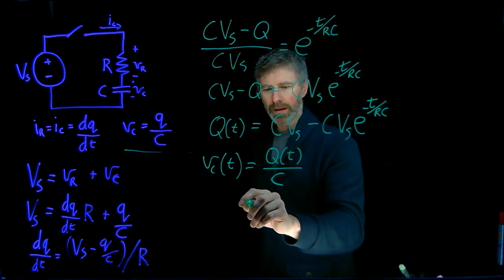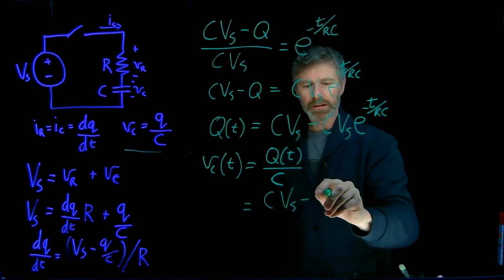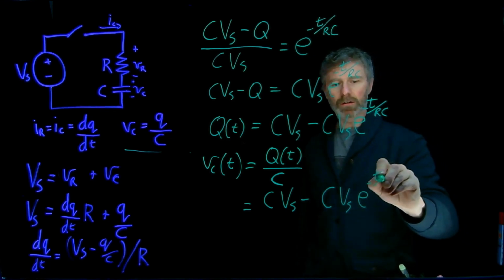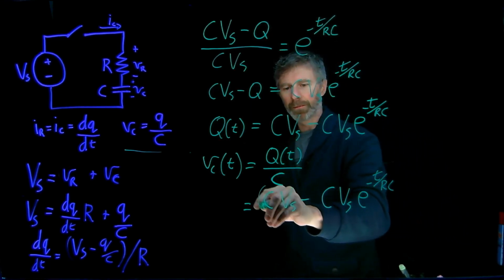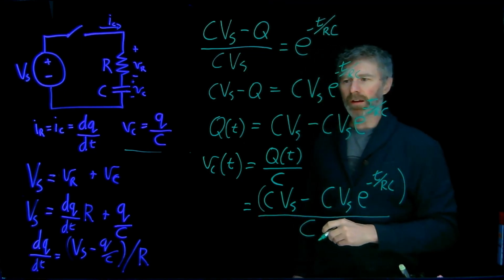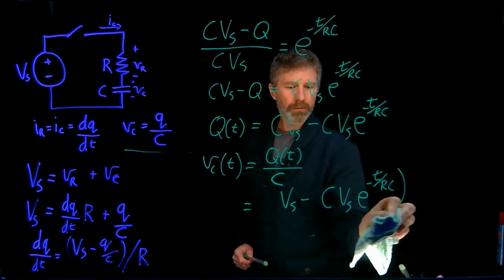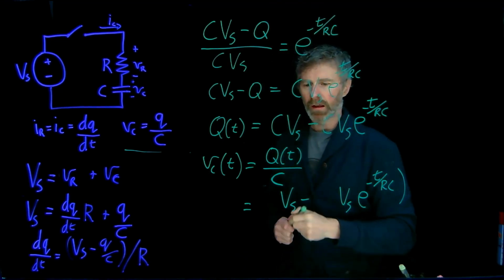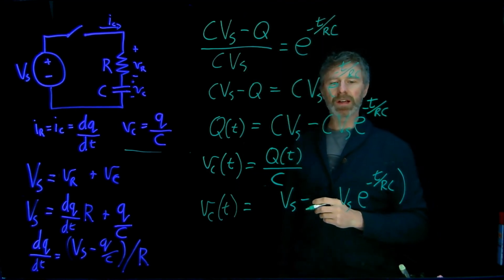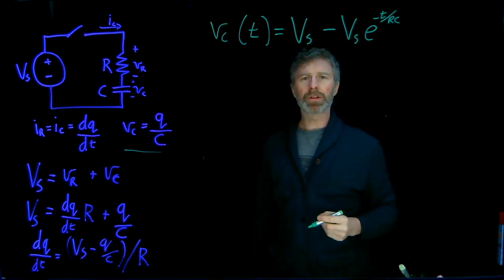So I can then take this expression here, CVS minus CVS e to the minus t over RC. So there's my q. And if I divide that whole thing by the capacitance, then I get Vc of t. Well, these capacitance terms all cancel out, and I get the expression: voltage across the capacitor as a function of time equals Vs minus Vs e to the negative t over RC. So I've got the equation for voltage across the capacitor.